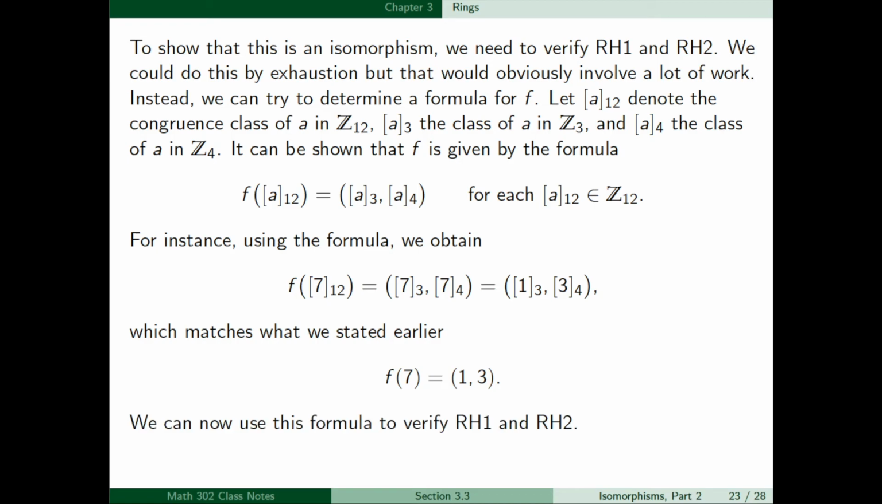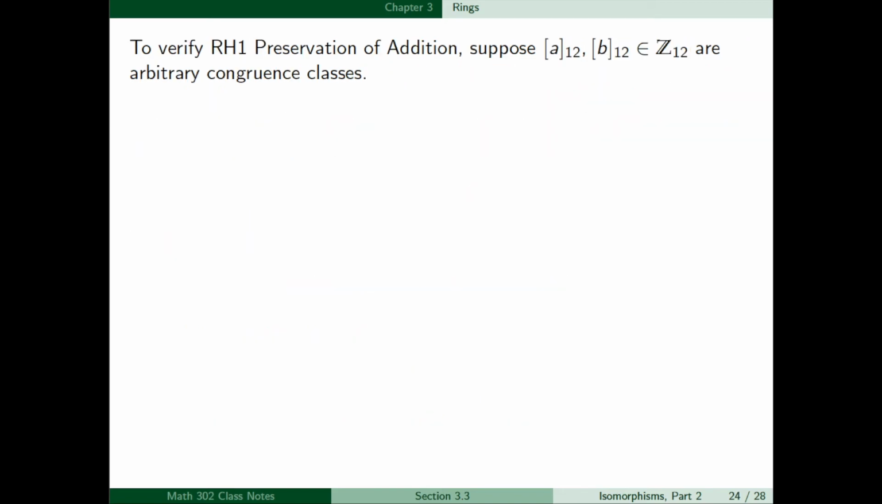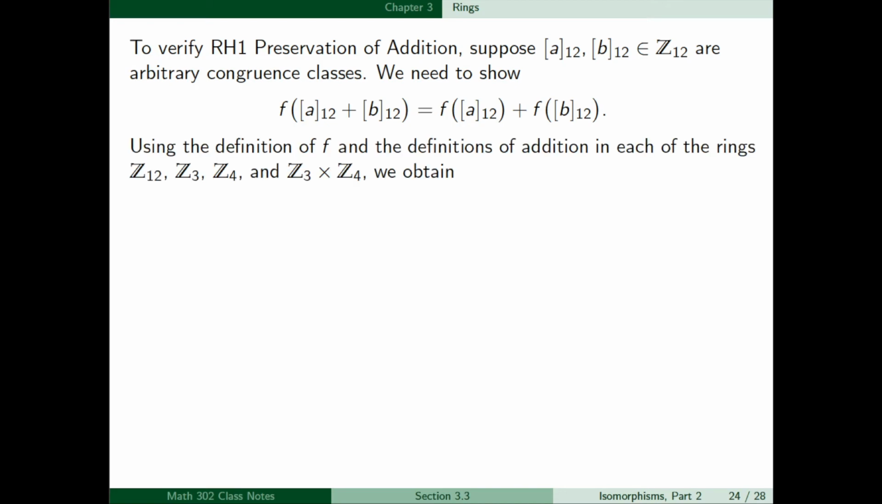We can now use this formula to verify RH1 and RH2. So to verify RH1, the preservation of addition, let's suppose that A and B in Z12 are arbitrary congruence classes, and we need to show that f of A plus B is equal to f of A plus f of B. So using the definition of f and the definitions of addition in each of our rings, Z12, Z3, Z4, and Z3 cross Z4, we obtain f of the class of A in Z12 plus the class of B in Z12 is equal to f of the class of A plus B in Z12.